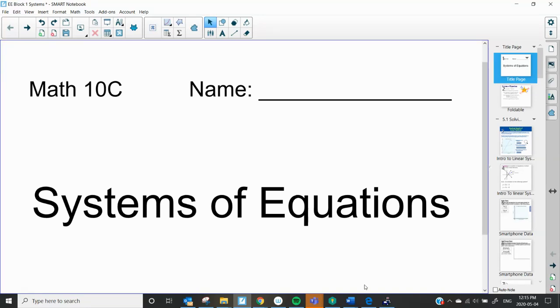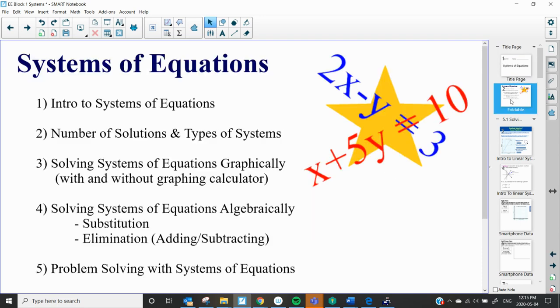Today we're going to be starting a new unit, and the unit is called Systems of Equations. This is our fifth unit, and it's going to be a unit that pulls in some of the things that we've done in previous units, especially the linear functions unit. So in this unit, we're going to be looking at a number of different things.